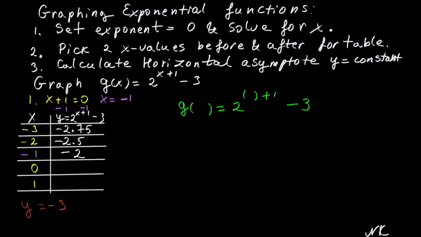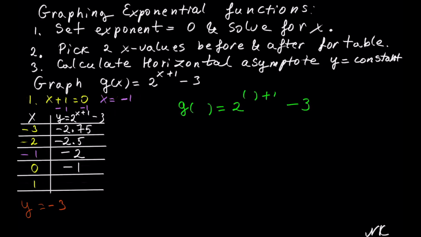Let's calculate the next y value at x equal to 0 by plugging in 0 for x into g of x. So g of 0 is equal to 2 to the 0 plus 1, which is just 2 to the first, minus 3. This gives us g of 0 is equal to 2 minus 3, which is negative 1. So when x is 0, y is negative 1.